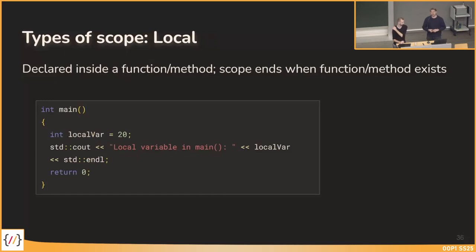Another type is the local scope, which means we declare a variable inside a function, inside a method. In this case, we declare this variable here in the main function. And in contrast to global variables, whose lifetime ends when the program ends, this local variable is destroyed when the function or the method is over. So we have the global and the local scope.